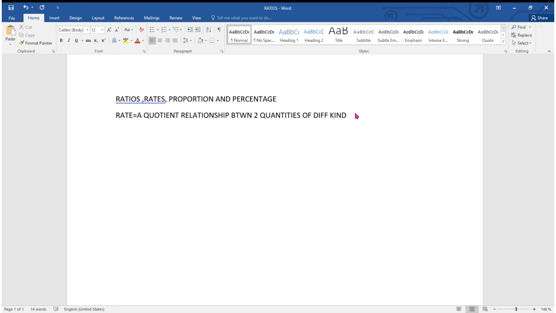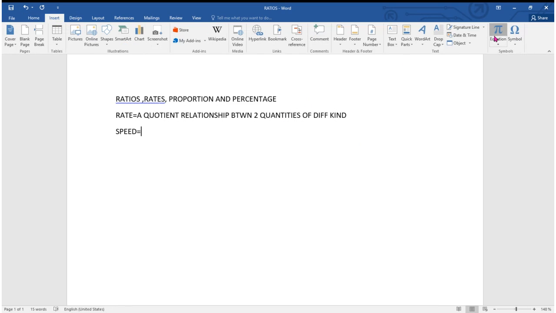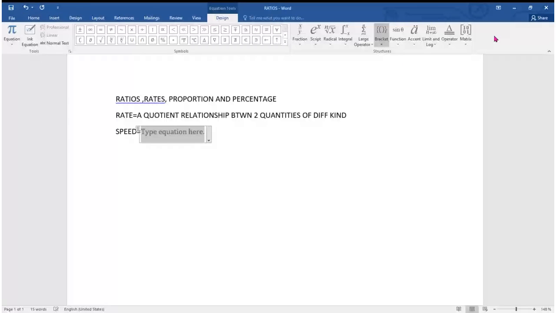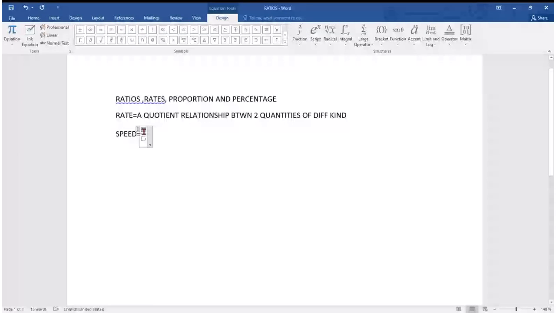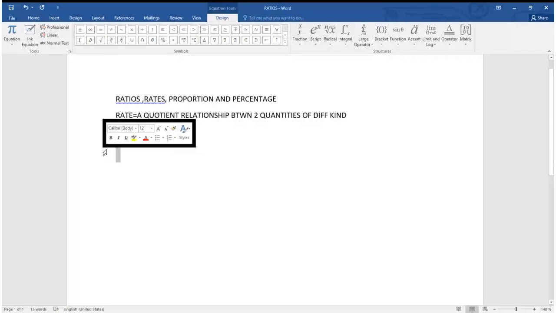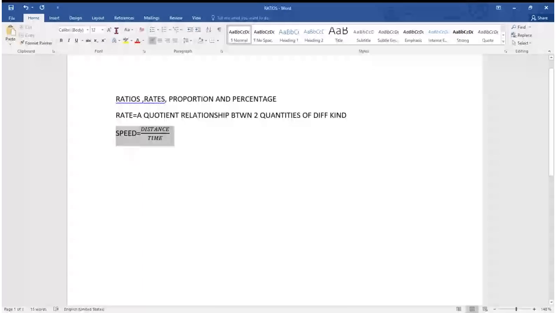For example, the speed of a vehicle is a quotient relationship between distance traveled over the time taken. You see now, speed becomes a rate. Why does it become a rate? It is a quotient relation between two different quantities. Distance, the SI unit of distance, is kilometers, or it can be given in other units. So you can have kilometers.